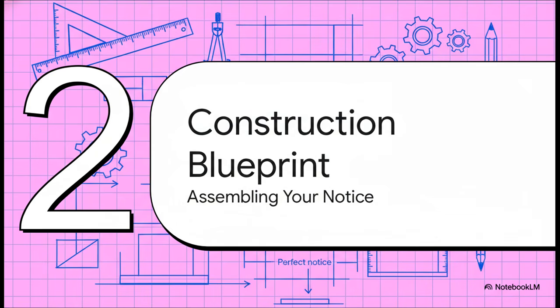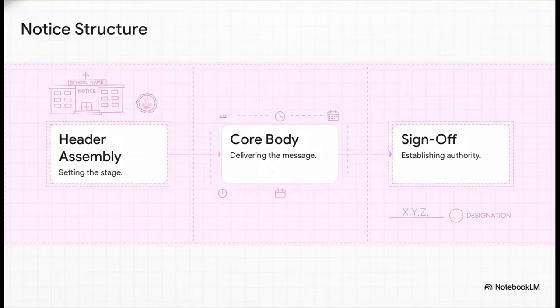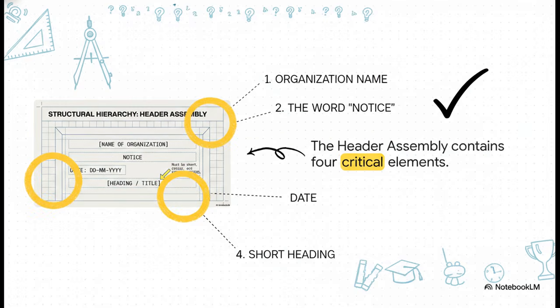We're going to see how to build a notice piece by piece. Think of yourself as an architect, and this is your plan for the perfect structure. We can break the whole thing down into 3 super simple, manageable parts. You've got the header assembly at the top, the core body in the middle, and the sign-off at the bottom. That's it. Just 3 stages to remember. Easy. So let's start at the top with the header assembly. It has 4 critical parts.